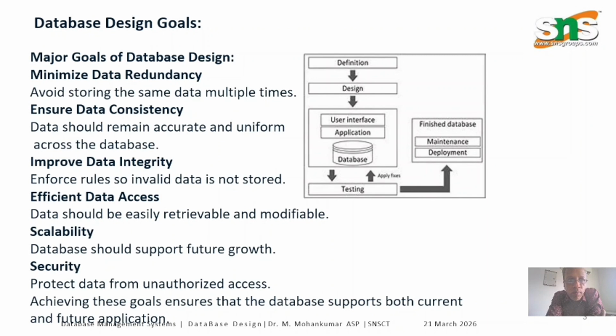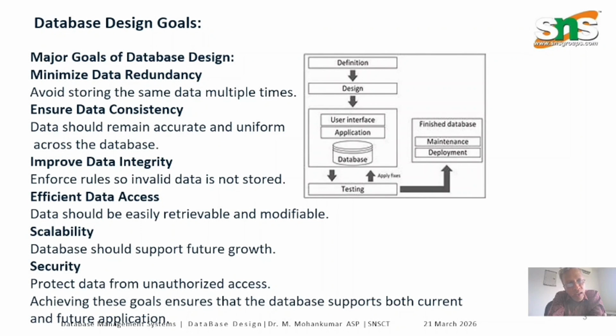Normally, the major goals of database design are to minimize data redundancy, ensure data consistency, improve data integrity, efficient data access, scalability, and security. These six goals play a vital role in designing a database. What does it mean? Minimize data redundancy means avoiding storing the same data multiple times in multiple tables. It will cause a lot of confusion at the user level, and also when taking reports it makes the report non-sensible.